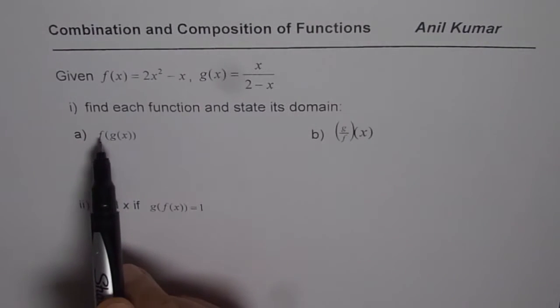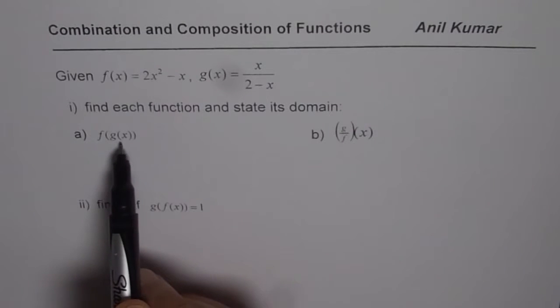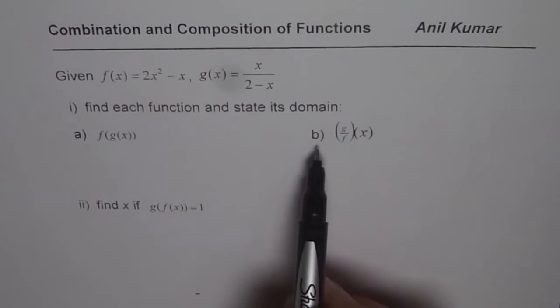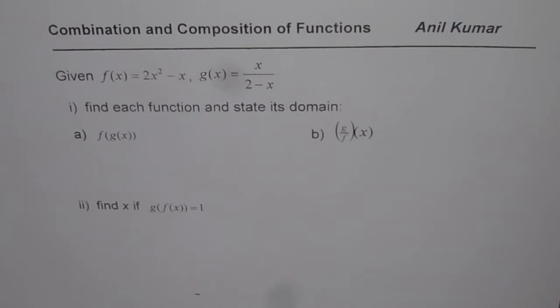The first one is f of g of x, that is composition of function, g of x followed by f. The other one is g divided by f of x. Now this is combination of function, right? So we have to divide g over f. Part 2 of this question is find x if g of f of x is equal to 1. So that is part 2.